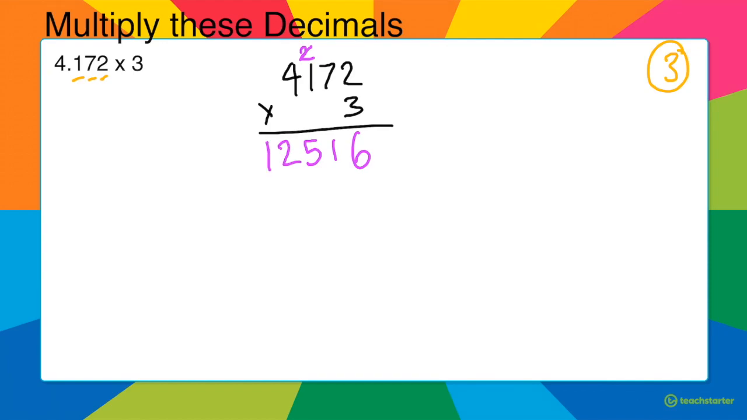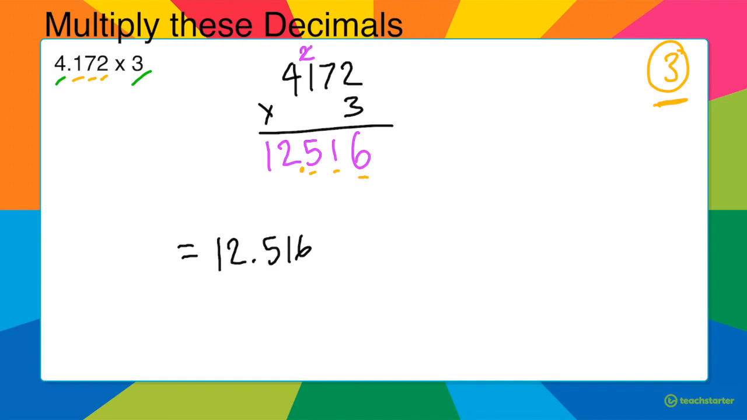Am I done? No. Because I know, because I'm a mathematician, that 4 and a little bit times 3 could never equal 12,000. So I must be like, oh yeah, got to bring back my decimals. So if I had 3 numbers behind the decimal in the question, then I have to have 3 numbers behind the decimal in the answer. So I'm going to count off 3 numbers, 1, 2, 3. Then I'm going to put in my decimal. So my answer is 12.516.